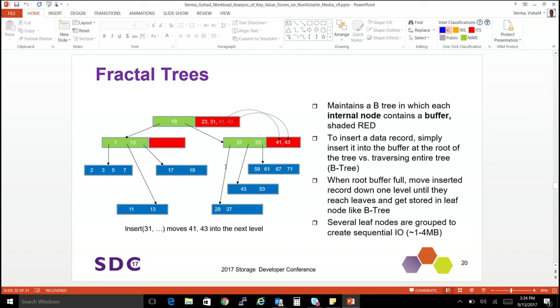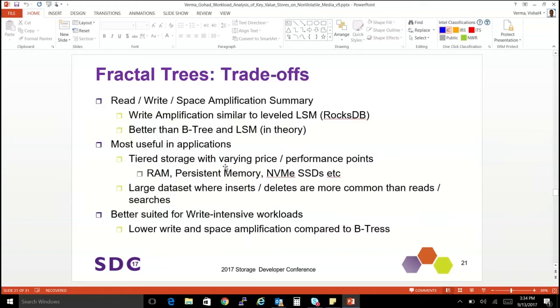And also in fractal trees, there are several leaf nodes which are grouped together to form a bigger IO, which helps for space amp. And they say that it's sequential in nature when you have several leaf nodes grouped together. So we will see.